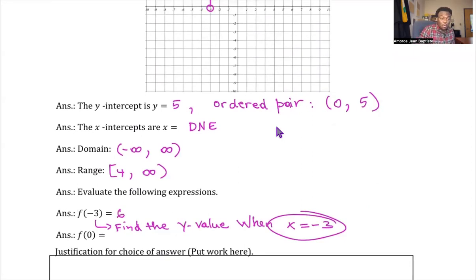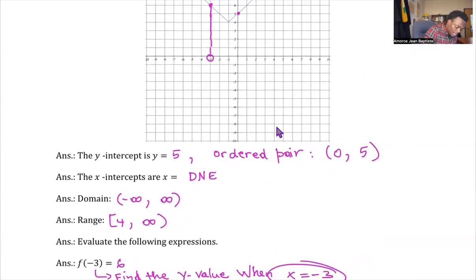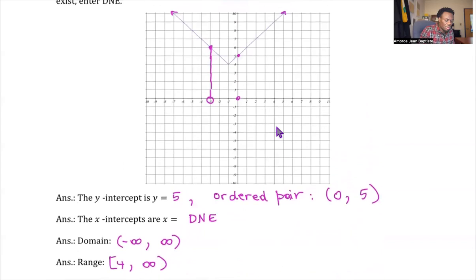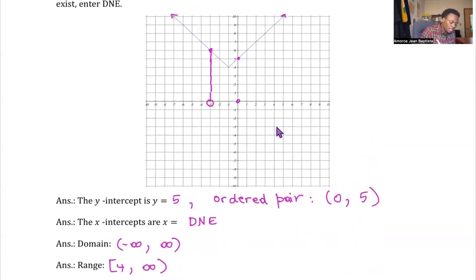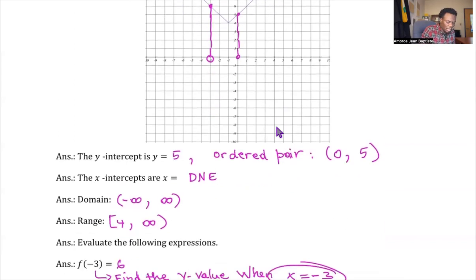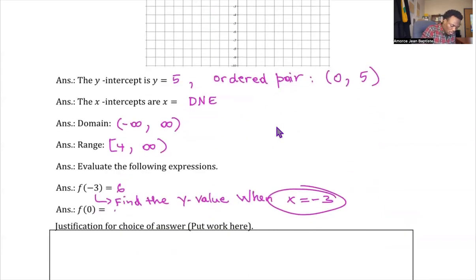Let's find f of 0. That means x equals 0. That's my x equals 0 here. Let me see how many steps up I should take to get to the graph. Obviously, if I take 1, 2, 3, 4, 5, I would touch the graph. So f of 0 equals 5.